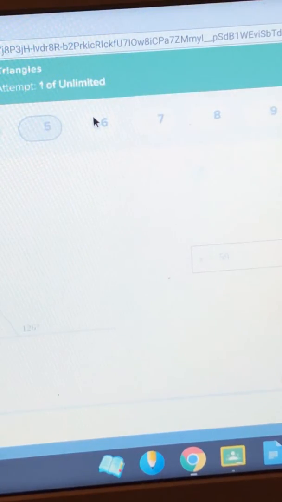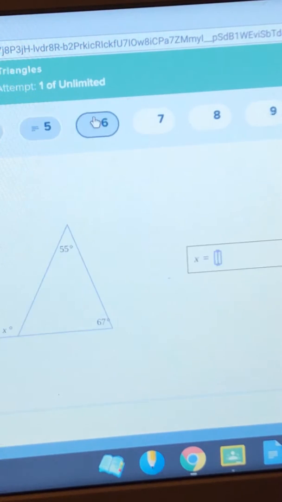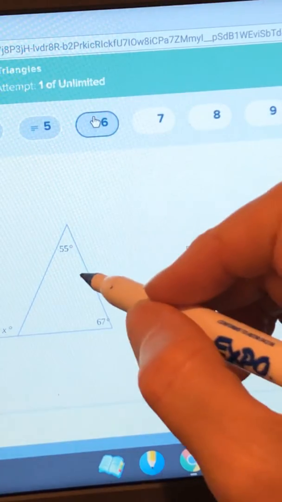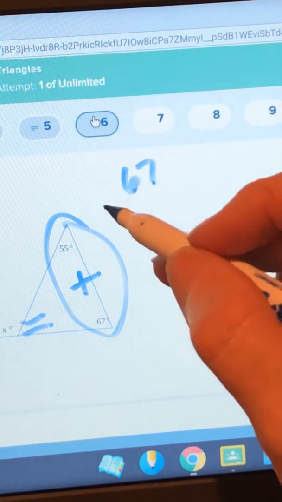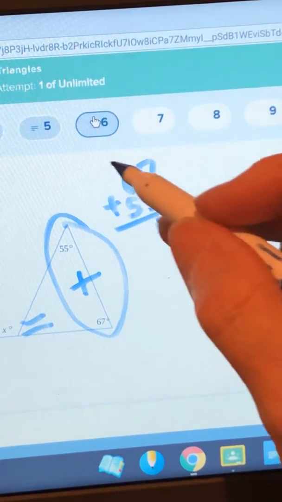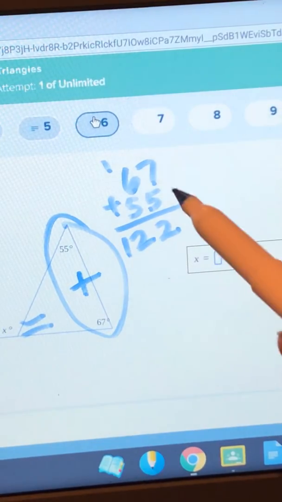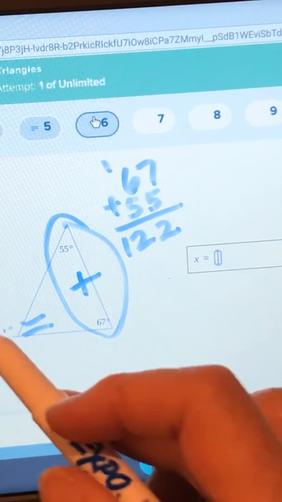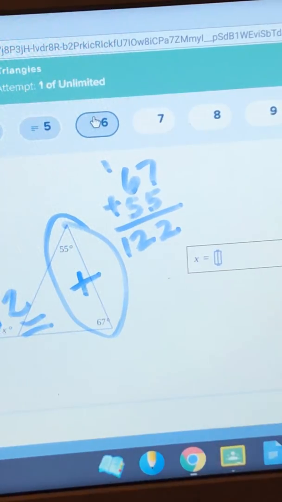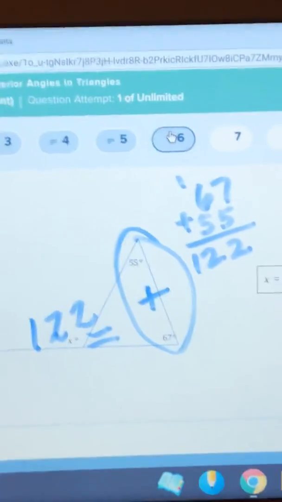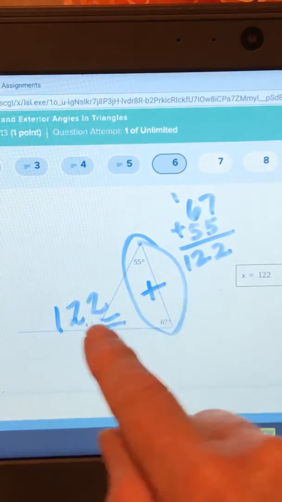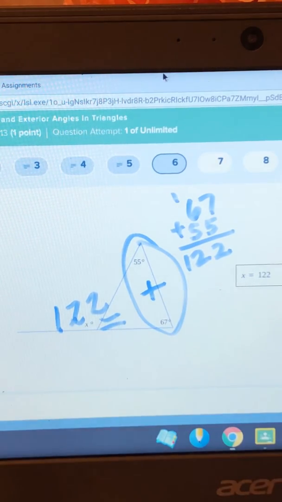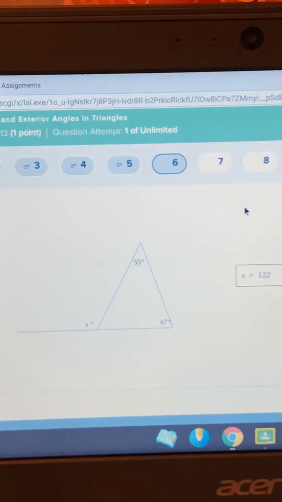And the next one. We're almost halfway done. We add these 2 together to equal that angle there. So I take 67, they like that number, don't they? Plus 55, 122. So that angle right there is 122. The 2 remote interior angles added together equal the exterior angle. All right, we're cooking. Now we're on number 7.